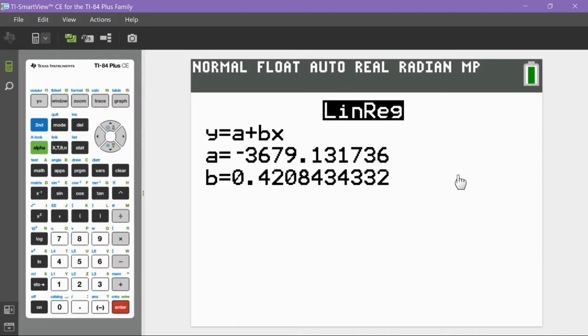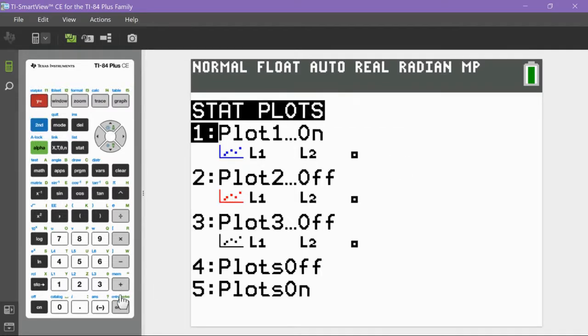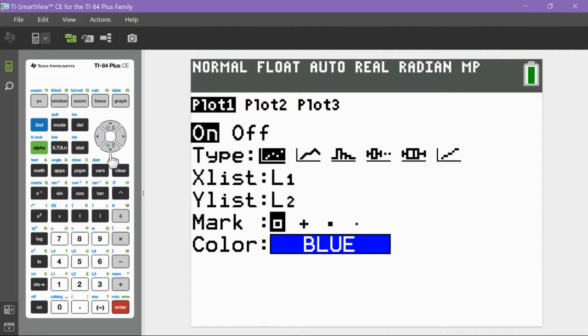Now that I've done this, my calculator has something to compare my y values to because it has the line, the model. So now I'm going to go to second, y equals. I'm going to go back to plot 1. Not a big deal. I'm going to select histogram.